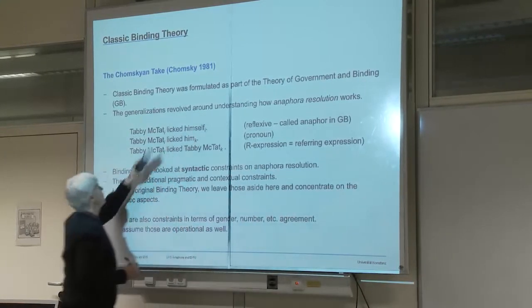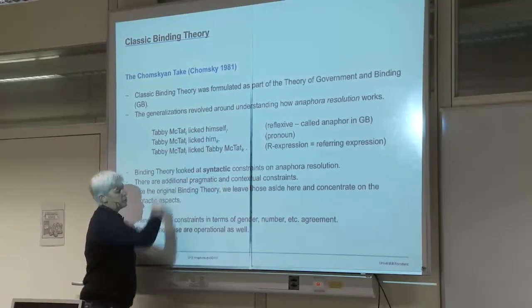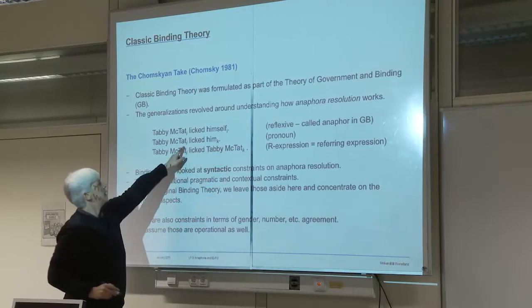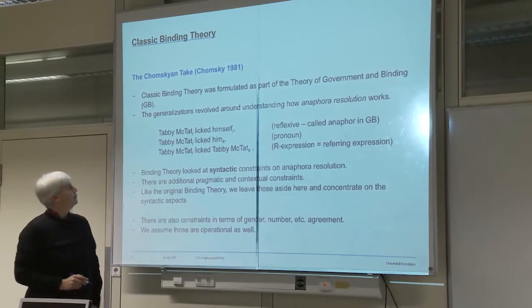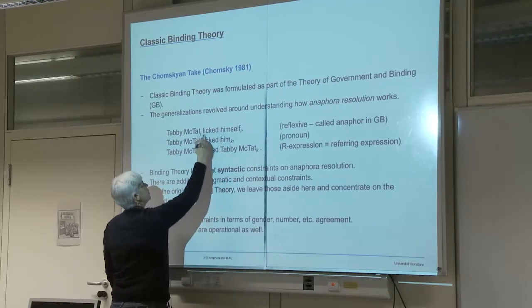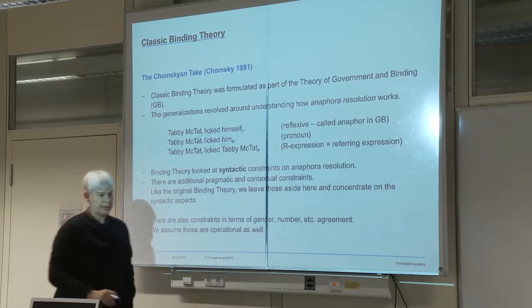Here himself refers to Tabby McTatt, and here him does not refer to Tabby McTatt. That is supposed to be a K, and this is supposed to be an I. So this him has to be somebody other than Tabby McTatt. It can't be this one. It has to be somebody outside of the clause, somebody else entirely.